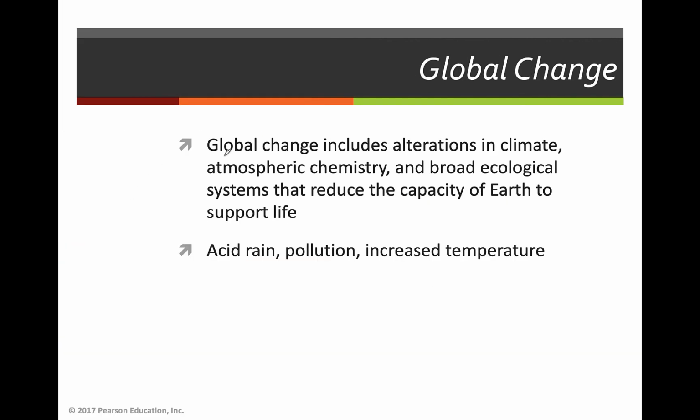All right, and then global change includes climate, but as well as other things that reduce the capacity of the earth to support life. So this can be caused by things like acid rain, which is typically a result of pollution. And then the one that we're focused on a lot right now is the increased temperature. So human interference in the climate has caused the global greenhouse gases to increase. And what this does is it traps more heat in the atmosphere, and it doesn't let the heat escape.